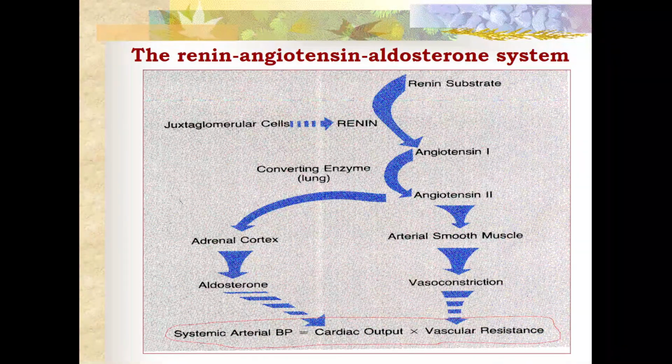And systemic arterial pressure depends on two main factors: stroke volume and cardiac output, and vascular resistance.